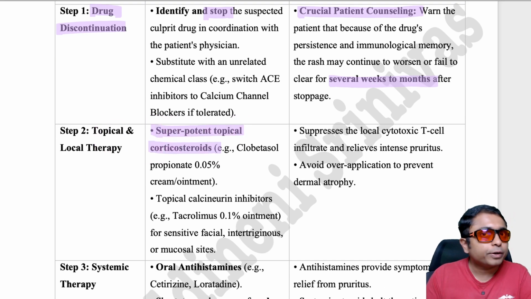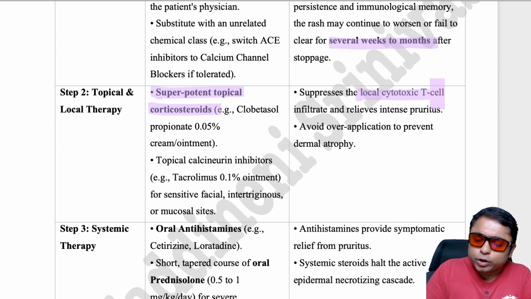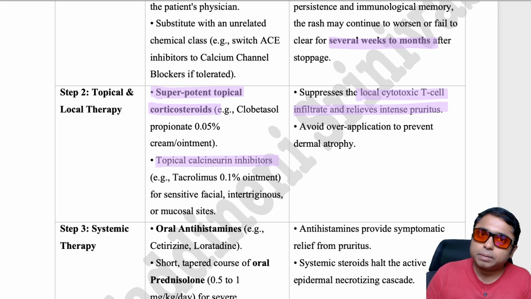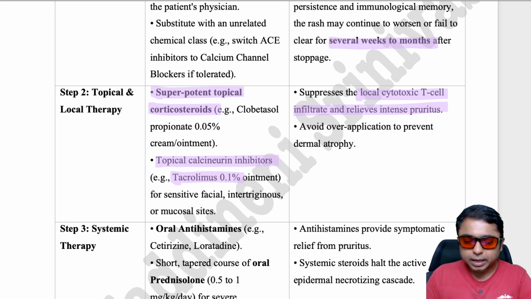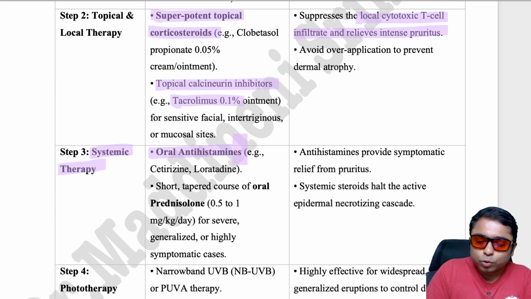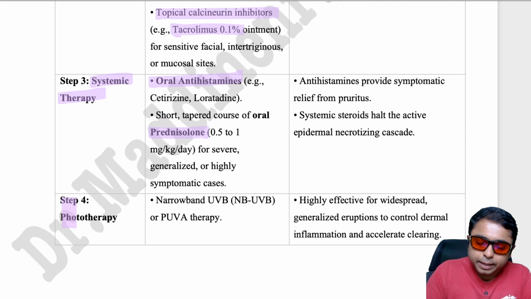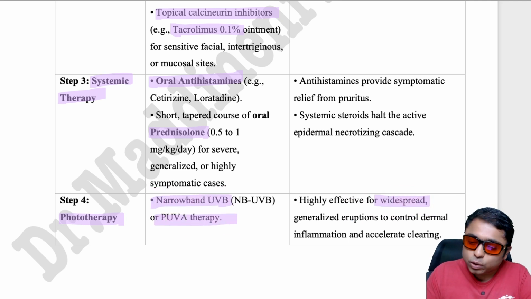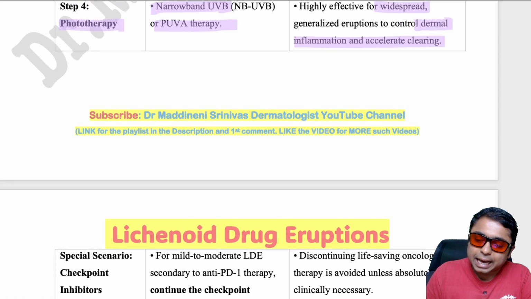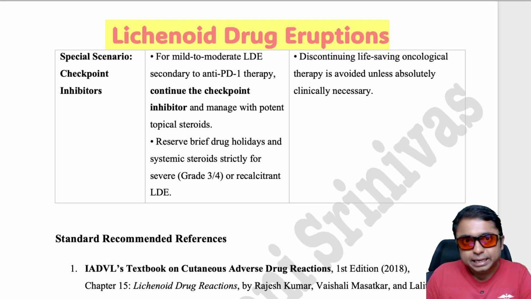Topically, superpotent corticosteroids could be used, which are going to suppress the cytotoxic T-cell infiltrate, and also it will reduce the intense pruritus. Even topical calcineurin inhibitors, tacrolimus, could also be used, right? And systemic therapy in the form of oral antihistamines and even oral steroids, prednisolone, can also be used in the treatment, and also phototherapy, NB-UVB or PUVA therapy, can also be used if the patient is having widespread lichenoid drug eruption, because it will control the dermal inflammation, and also it will accelerate the clearing of the skin lesions.